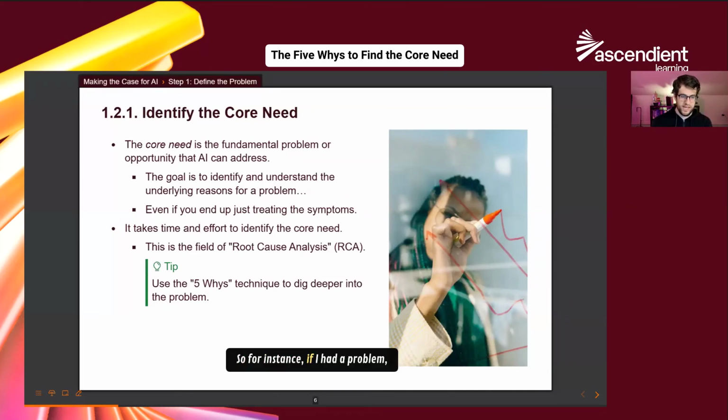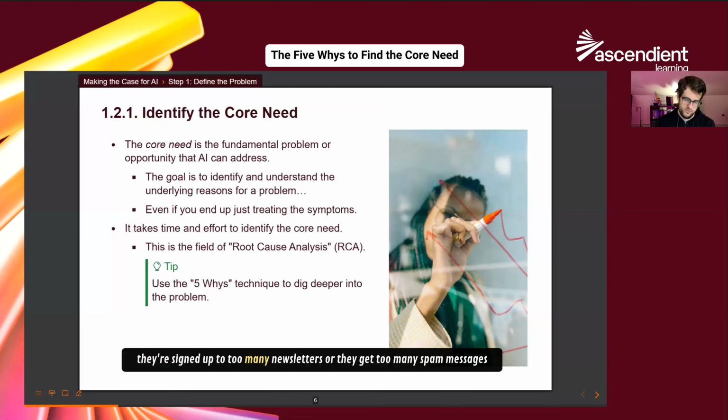So for instance, if I had a problem, let's say that our salespeople were unable to respond to emails quickly enough, I might ask, why? And a salesperson would say, well, I get too many emails. I'd say, okay, why are you getting too many emails? And they could say something else. Maybe they're signed up to too many newsletters or they get too many spam messages.